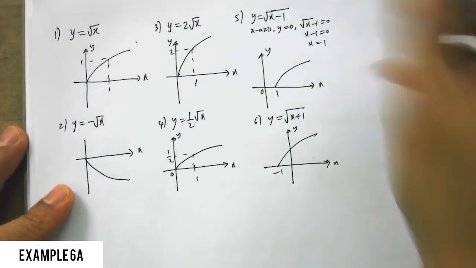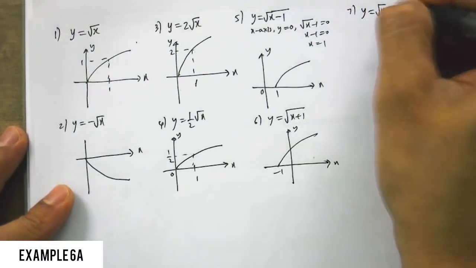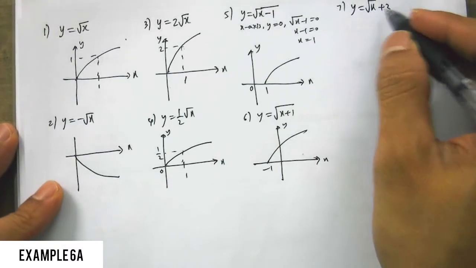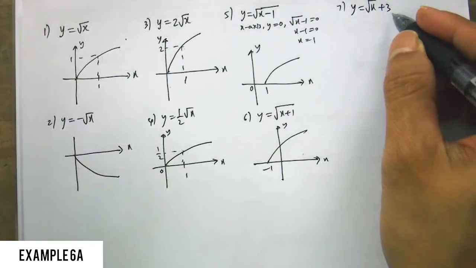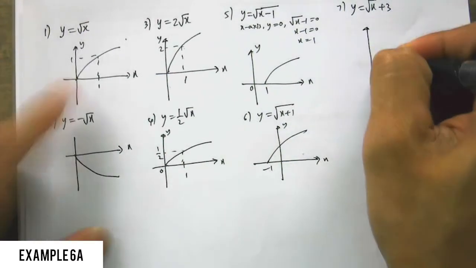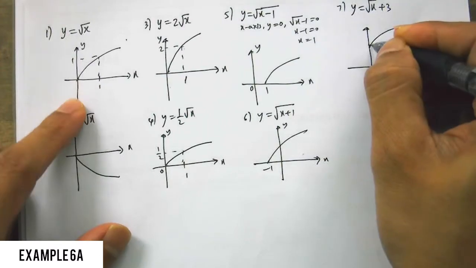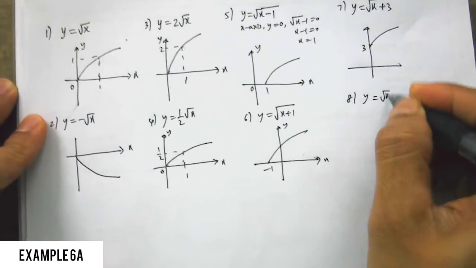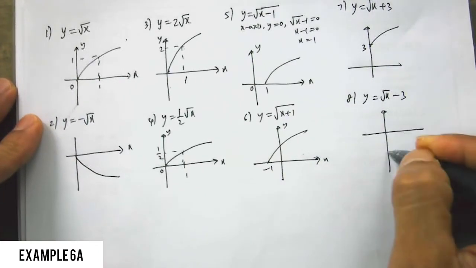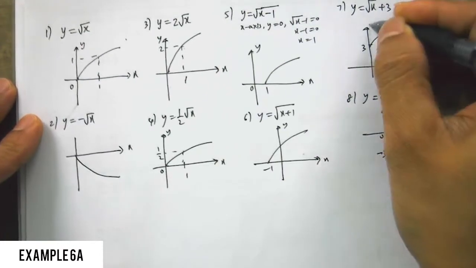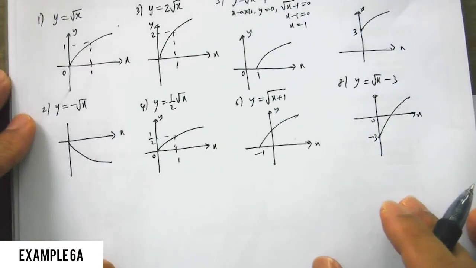Number 7. How about this? Square root x plus 3. The plus 3 means you shift it up by 3. The number outside is moving up and down. The number inside or next to the x is moving left and right. So I'm going to take this graph and shift up by 3. So instead of starting at 0, I start at 3. And lastly, number 8, this is square root of x minus 3. So you want to start from here, minus 3. Okay? Now, I give you an example.